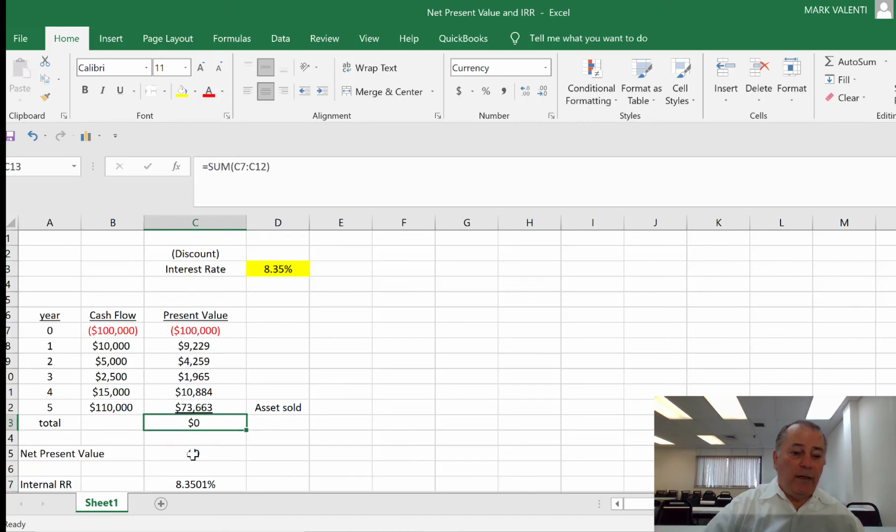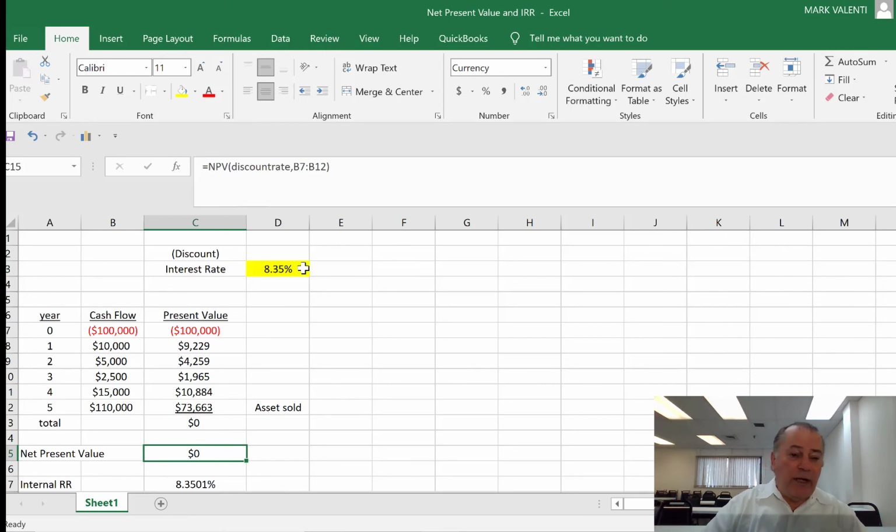So here we've got the net present value of the discount rate, which is 8.35, of B7 through B12, comes up to 0. So it's not an easy thing to explain, but as you see from the examples, these are formulas that some genius, I guess you could call them, decided how to do this.